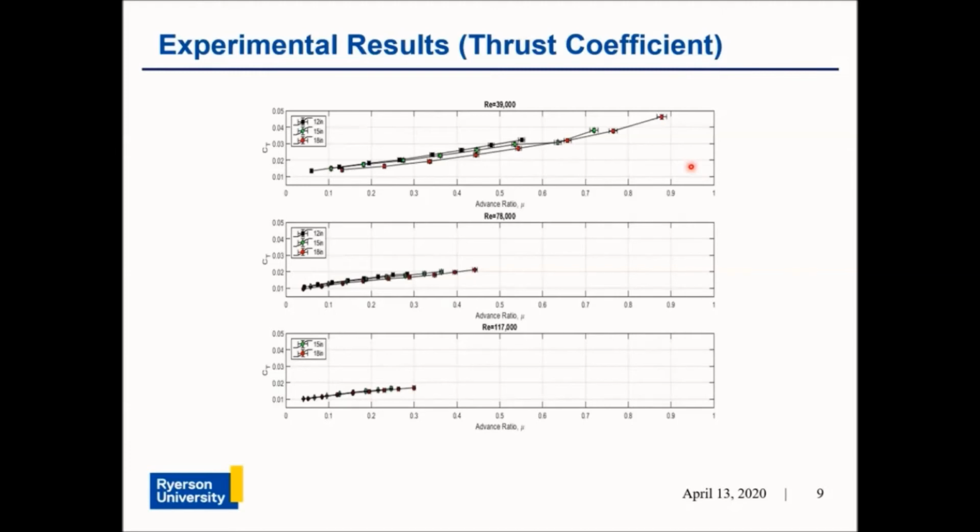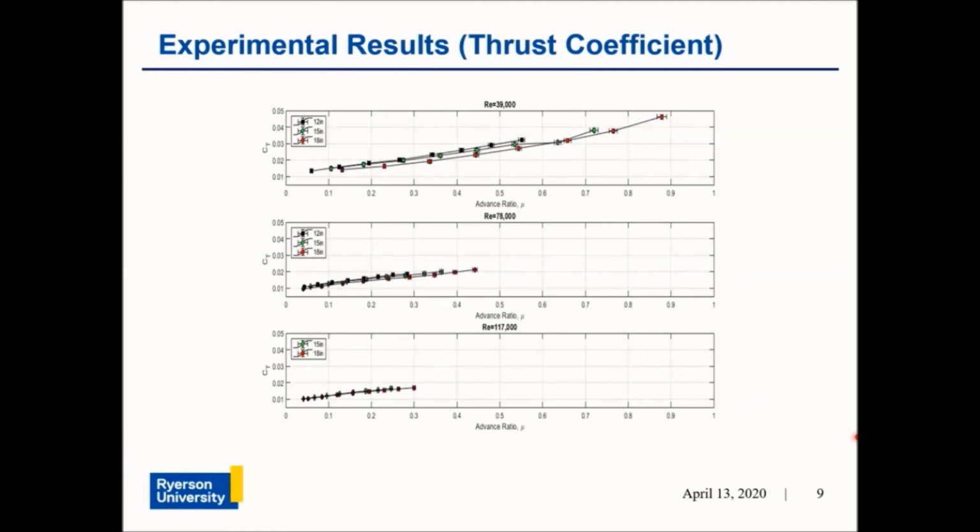Observing the first plot, which corresponds to a Reynolds number of 39,000, it can be seen that there is some scatter between the data points of the different diameters, and that scatter stays consistent throughout the full range of advance ratios. Looking at the plots for the Reynolds numbers of 78,000 and 117,000, it can be seen that as the Reynolds number is increased, the scatter between the data decreases, and the data points for all three rotor diameters line up. This can be seen in the maximal case, looking at the Reynolds number of 117,000, where the data points for the different rotor diameters line up.